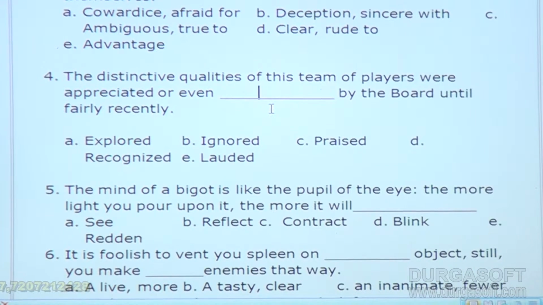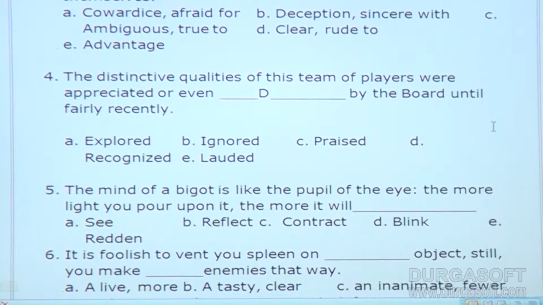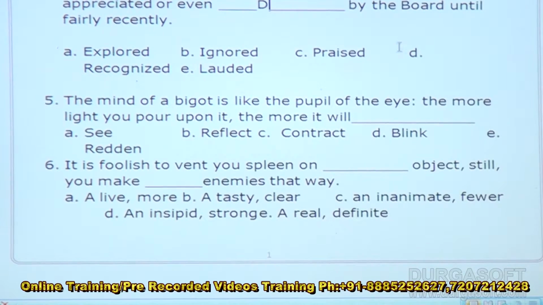That is option D is our answer. Appreciated or even recognized by the board until fairly recently.